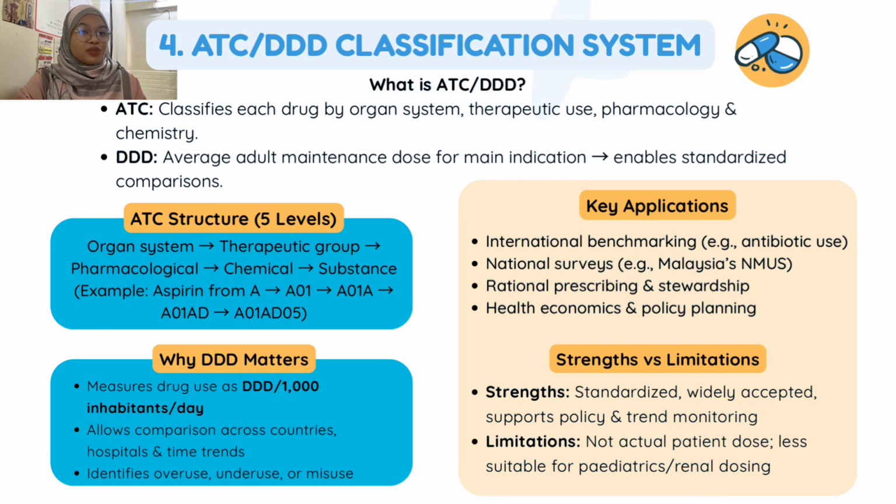This system is crucial for identifying trends such as antibiotic overuse, guiding national surveys like Malaysia's National Medicines Use Survey, and supporting rational prescribing as well as health policy decisions. While it is standardized and widely accepted, it doesn't reflect individual patient dosing, which is one limitation to consider.